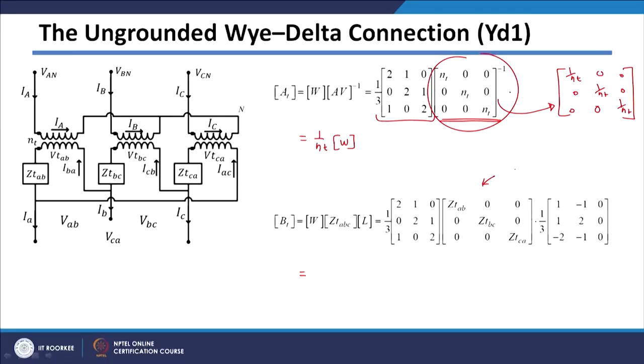So if you consider ZT AB equal to ZT BC equal to ZT CA equal to say ZT, in that case these three entries will be equal, which can be taken out common. So it will be ZT multiplied by your W matrix multiplied by your L matrix. So in this case it will be ZT multiplied by W multiplied by L. So we have seen the ungrounded Y-delta connection.